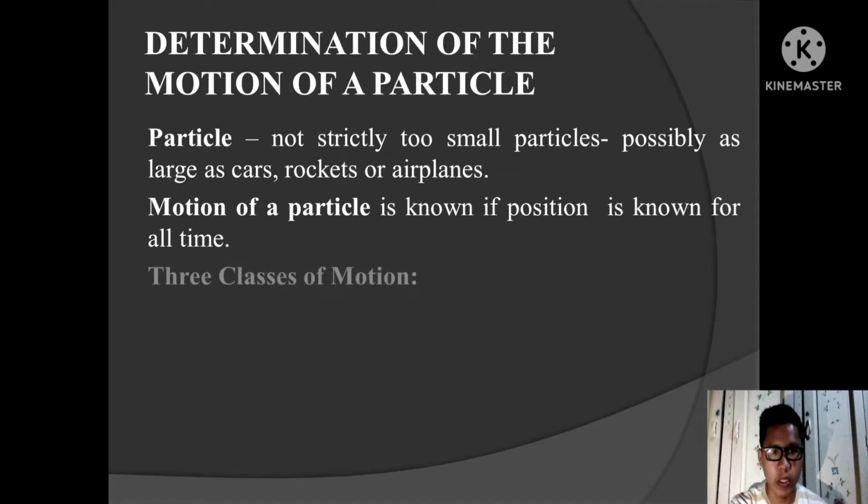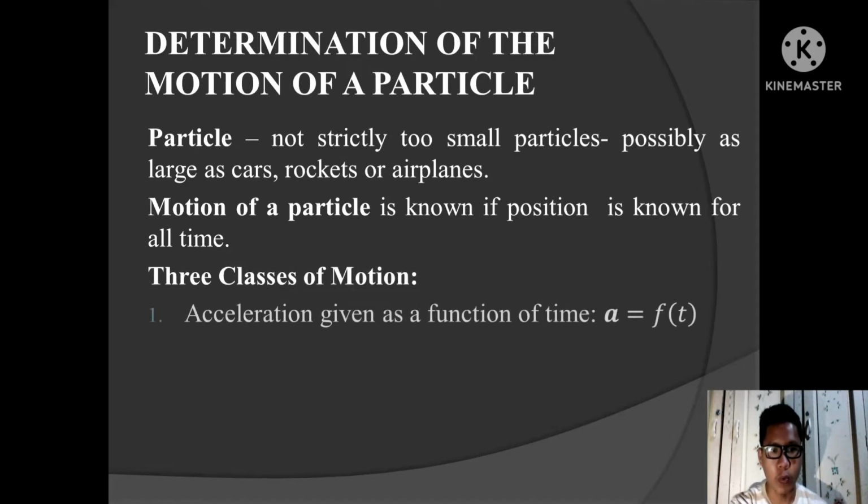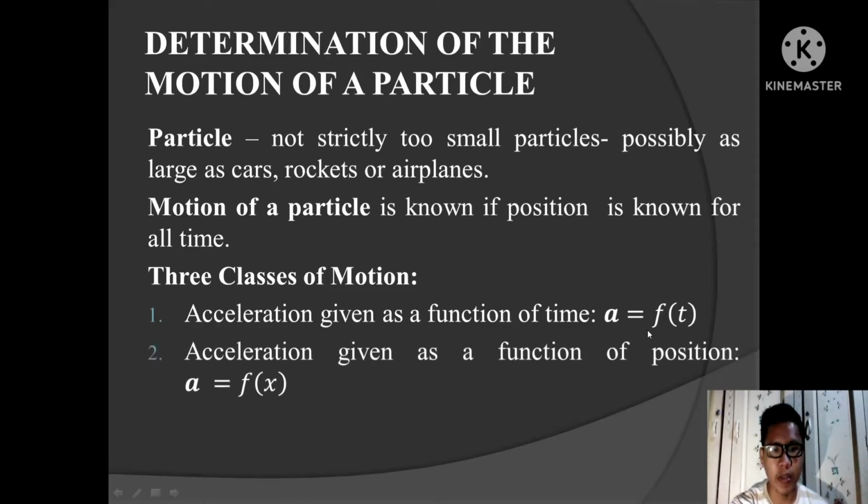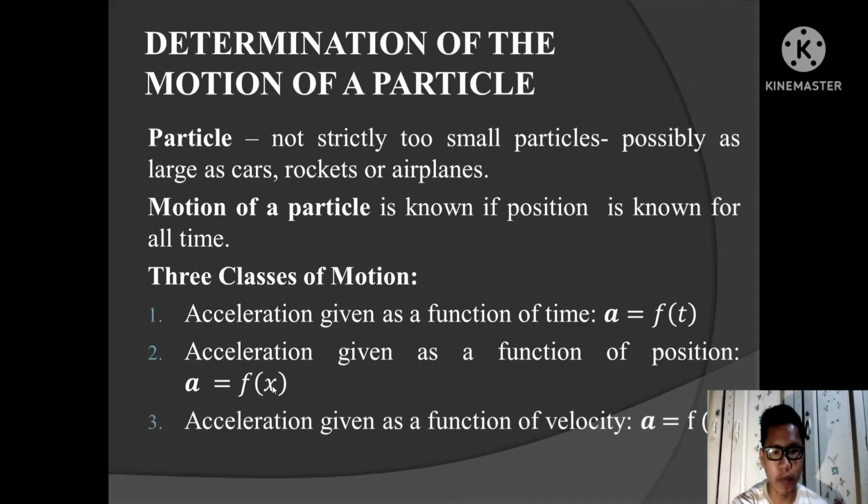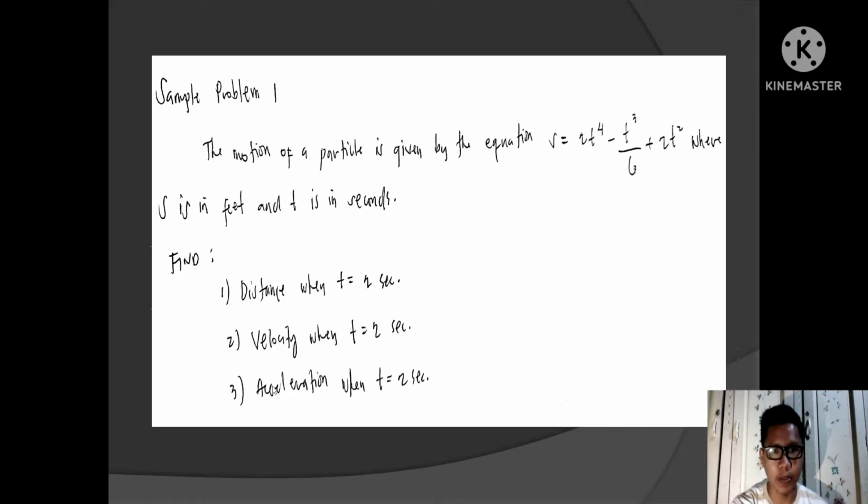So we also have the three classes of motion. We have the acceleration given as a function of time, which is a equals f of t. The next one is the acceleration given as a function of position, which is a equals f of x. And the last one is acceleration given as a function of velocity, where a is equal to f of v, which is the function of velocity. So to understand these classes of motion, we have this example.